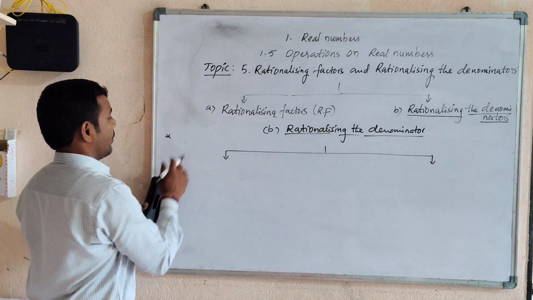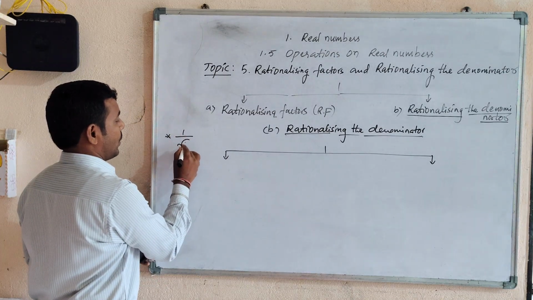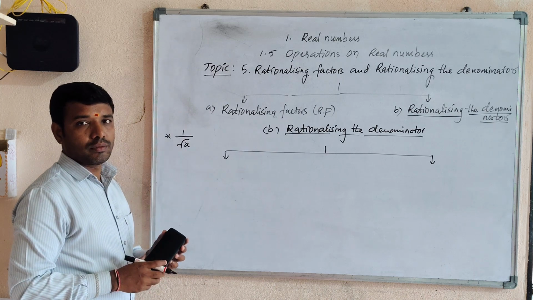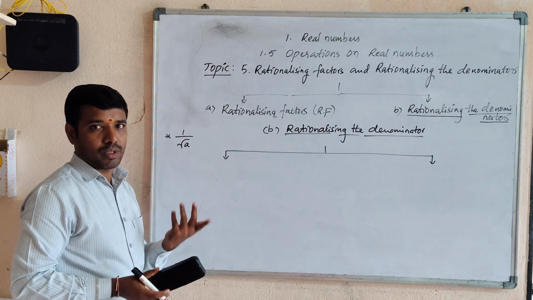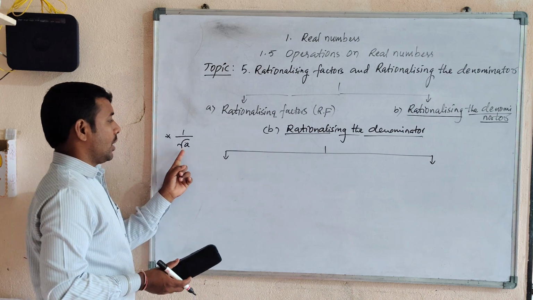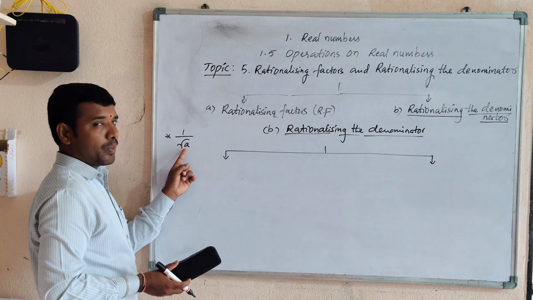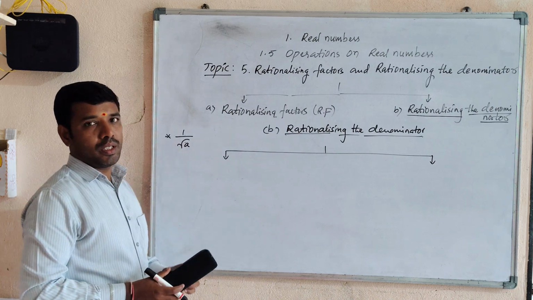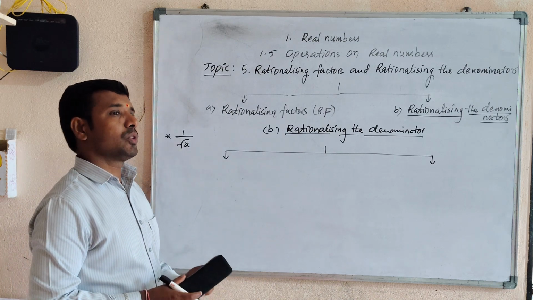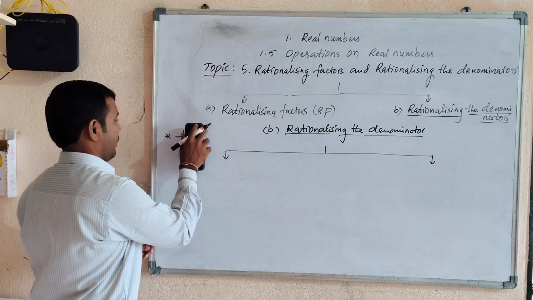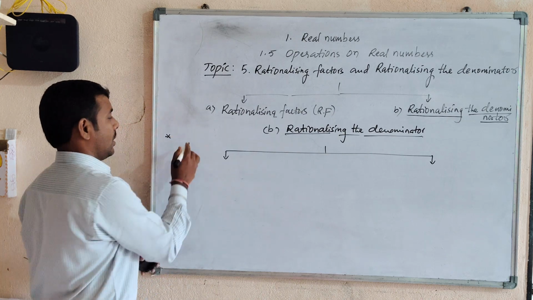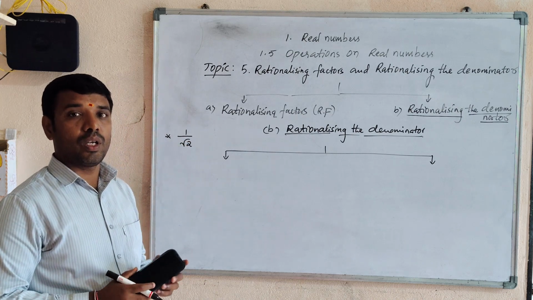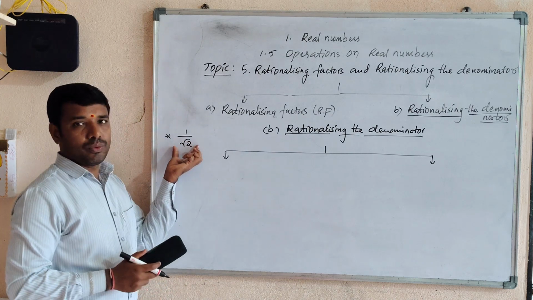One more question. Are you able to represent 1 by square root of a on the number line? Similar question. We are unable to represent 1 by square root of a on the number line. The main reason is the denominator is irrational. That's why we are unable to represent it. One more doubt. Are you able to find the value of 1 by root 2? Its value.